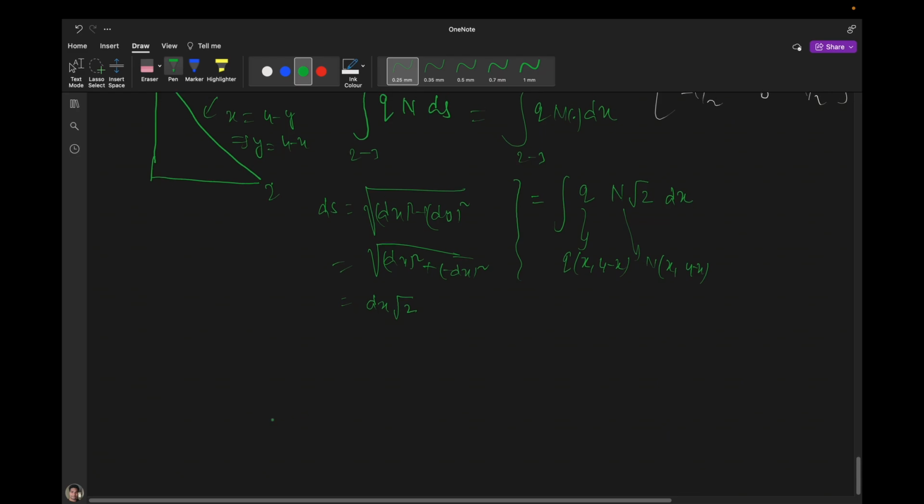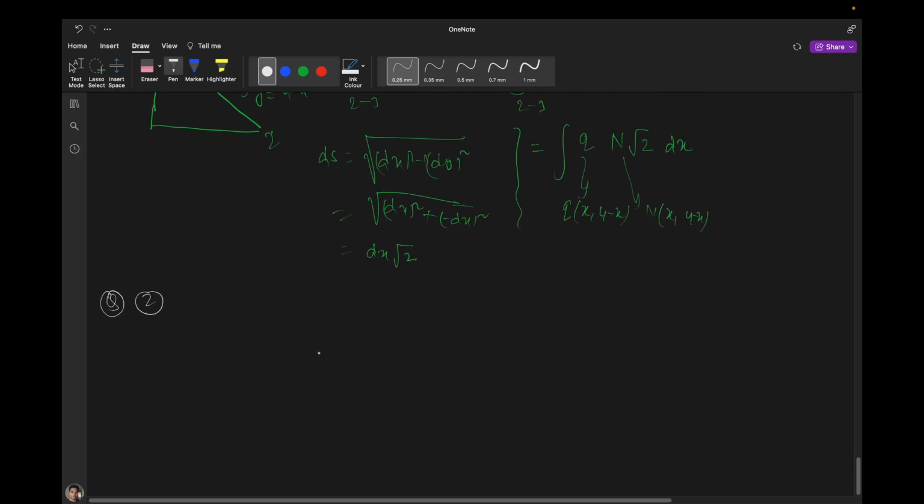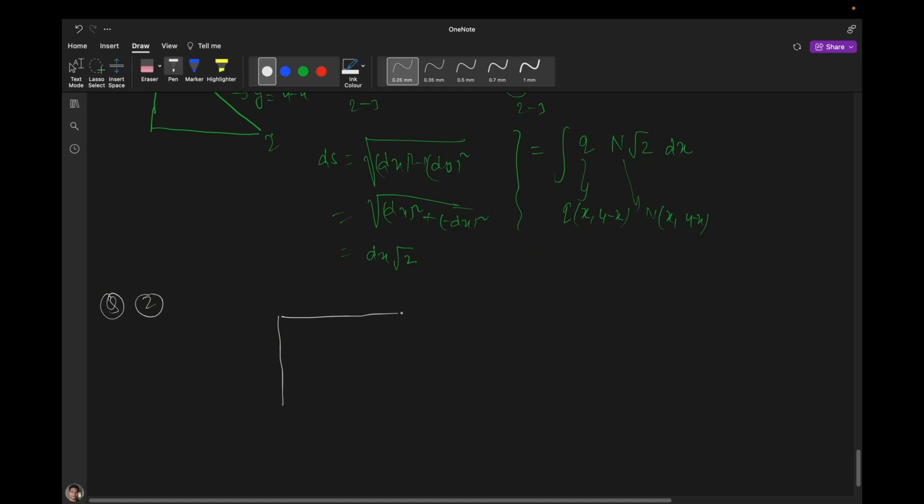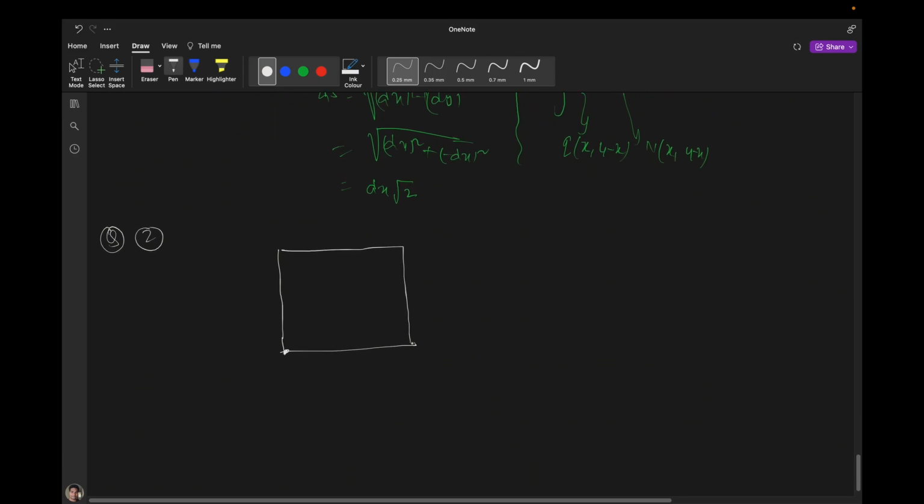So the problem is, there is a square plate, and the dimensions of the plate are 2 units. This one is an adiabatic wall, and Qn equal to 0 here, Qn equal to 0 here also, Qn equal to 0 here, and this is the temperature of this wall. The temperature of the wall is T0 equal to 100 degrees centigrade.